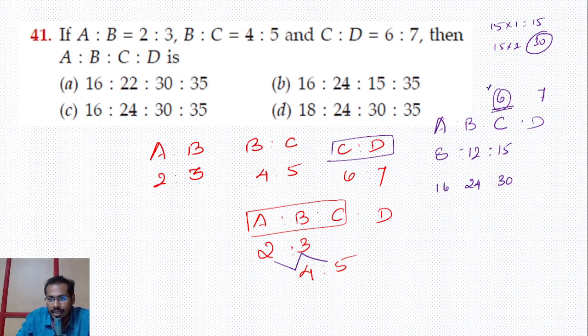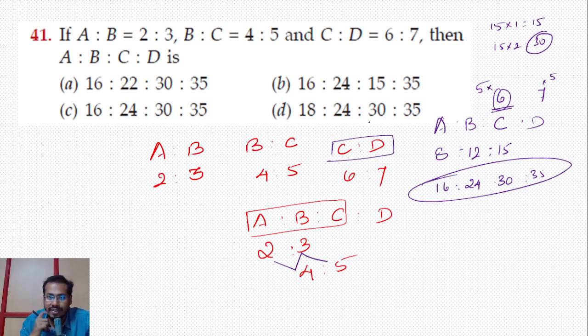Now 6 into what number is 30? 6 5s are 30. Let's take 7 into 5. 7 5s are 35. This is the final ratio of the given numbers: 16, 24, 30, 35. Option C.